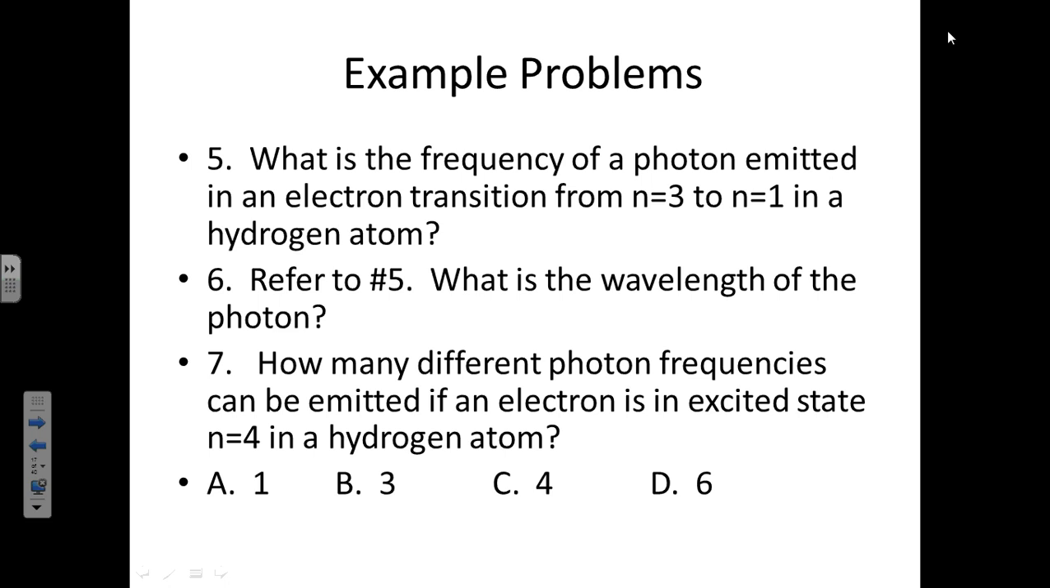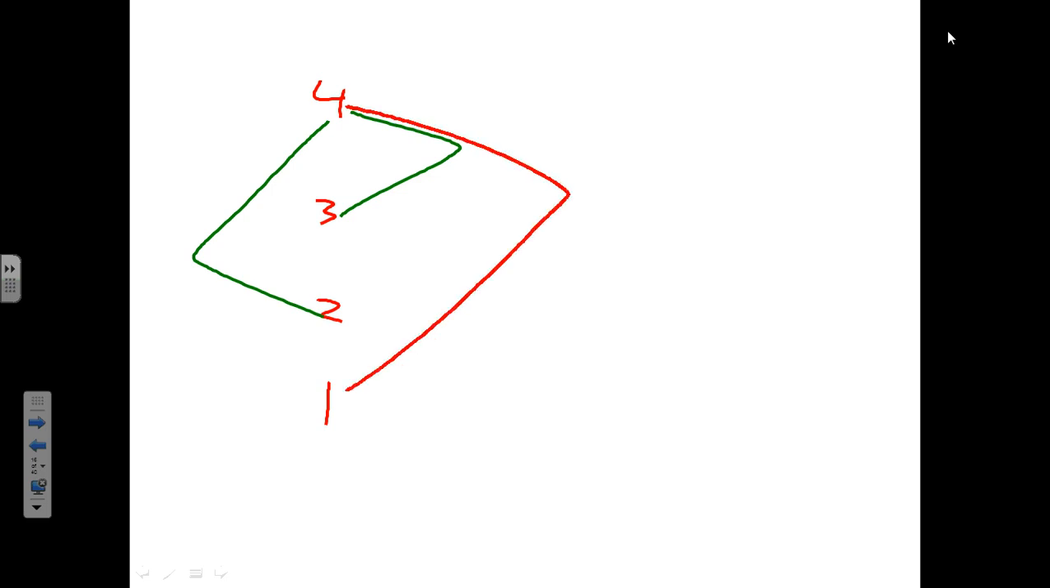All right, let's skip 5 because it's just like the problem we did a second ago. 7, how many different photon frequencies can be emitted if an electron is in an excited state of n equals 4? Let's think about this for a minute. If we're in the 4th level, the electron could drop from 4 down to 3, right? It could drop from 4 down to 2. It could drop down from 4 down to 1. But what else could happen?